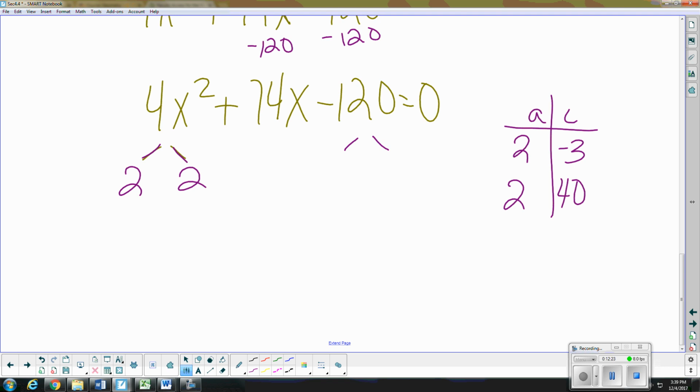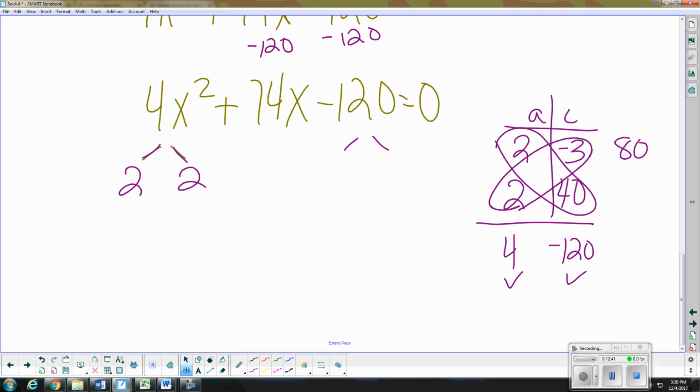So 2 times negative, there, let's see. 2 times 2 is 4. Negative 3 times 40 is negative 120. So those work. 2 times 40 is 80. 2 times negative 3 is negative 6. So 80 minus 6 is 74. So that one works.